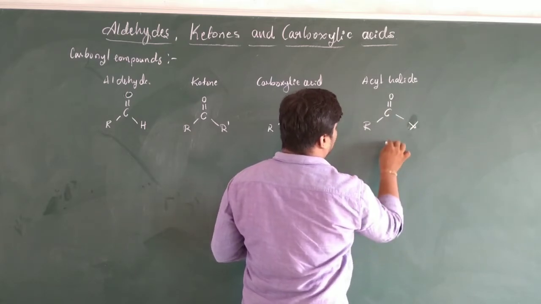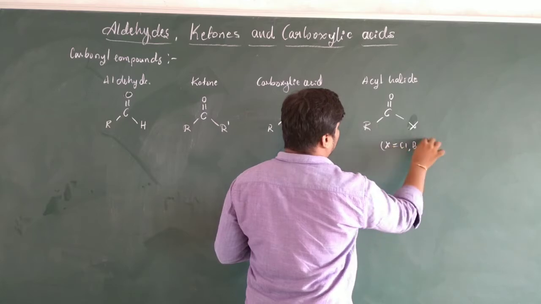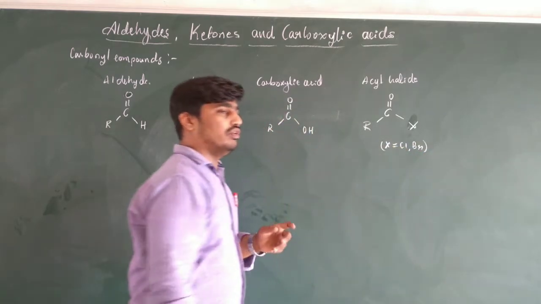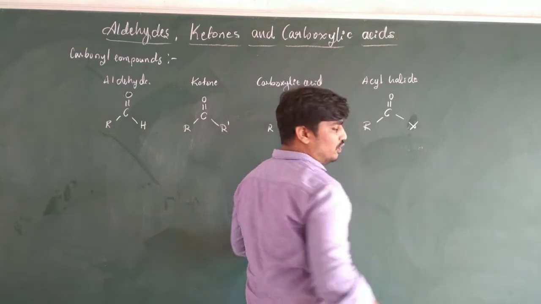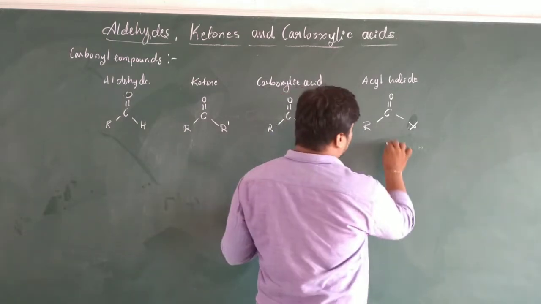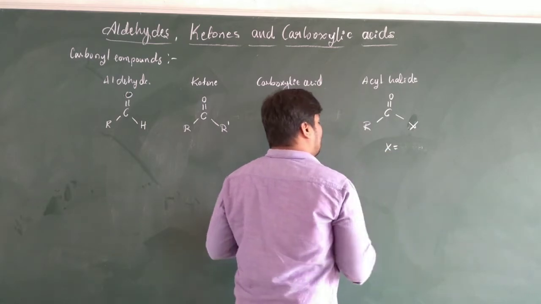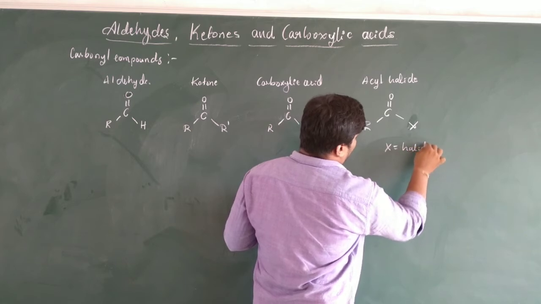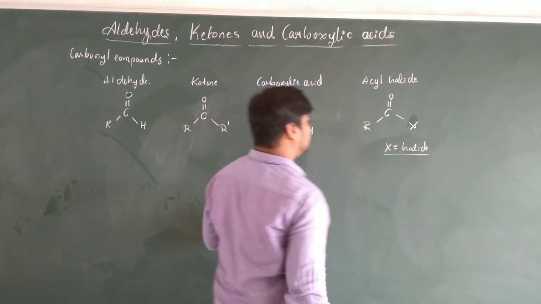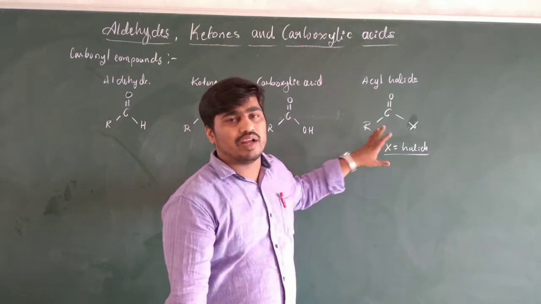It may be Cl or it may be bromide, like that. Okay, X is halogen: chlorine, bromine, iodine. So major compounds are with chlorine and bromine. That's why mainly we call it chlorine and bromine. X may be chlorine or bromine. You can call it a halide, any halide. X is halide.